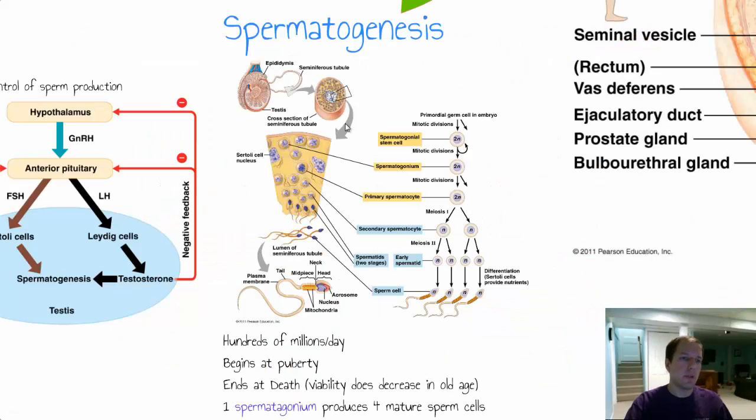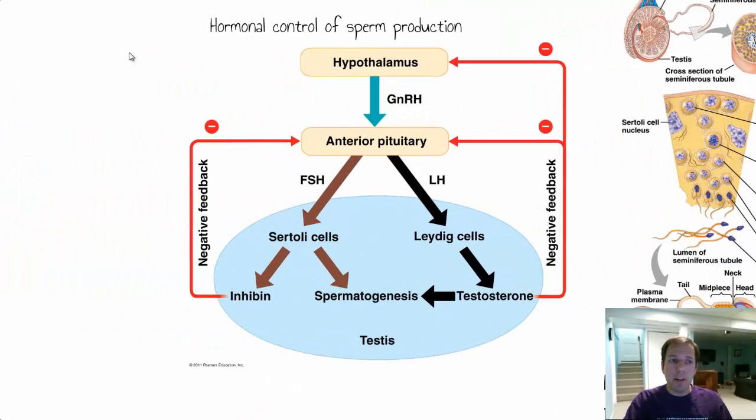Spermatogenesis is the process that we use to describe what's happening inside the testes in terms of making sperm. And the hormone chart here controls the hormones that are responsible for controlling sperm production. Again, it begins in the brain with the hypothalamus.